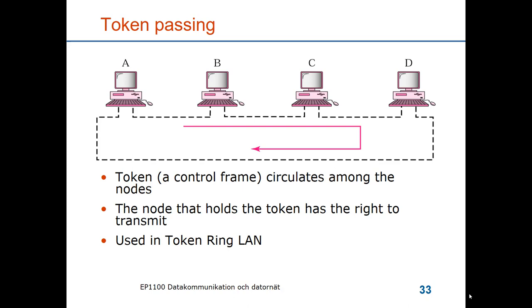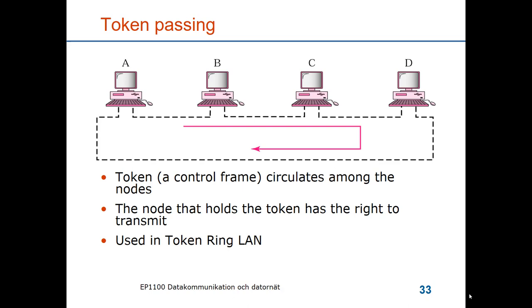Once A is ready with the transmission and has received an acknowledgement from the receiving node, it will pass on the token to B. If B doesn't have anything to send, it will send the token to C. If C has a frame to send, C will send the frame, wait for acknowledgement, and then pass the token on to D. And D can then send a frame, pass the token to A, and so the token circulates among the nodes, giving them the same opportunity to send frames on the link.